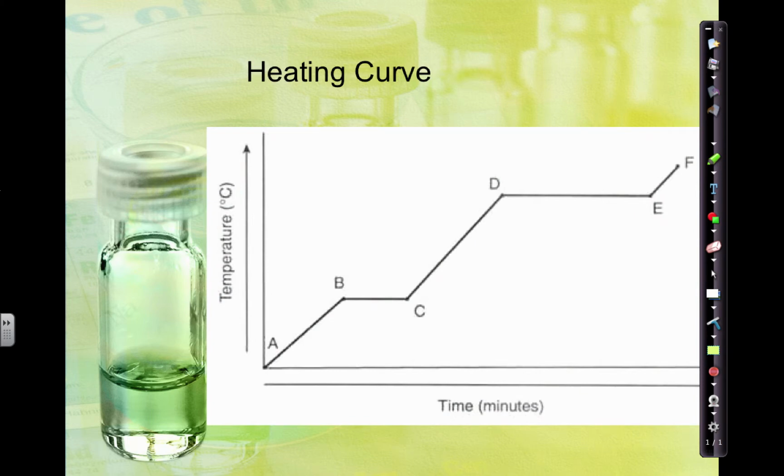Alright, so this is what it actually looks like if you heat up a substance. The temperature does not just go straight up. It actually stops at certain points and just remains constant. Anytime that you see a flat line on a heating curve, it indicates a phase change. So the flat lines will be a phase change.